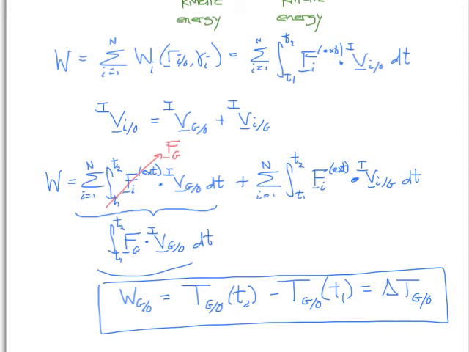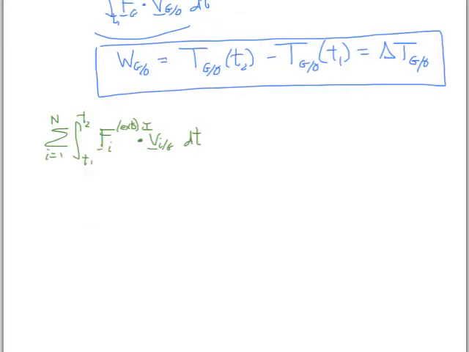And looking at these expressions, what this tells us is that if the total external force on a rigid body is equal to 0, then the translational kinetic energy doesn't change, or the translational kinetic energy is conserved.